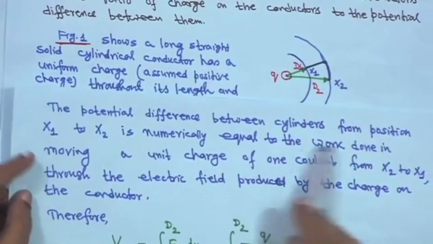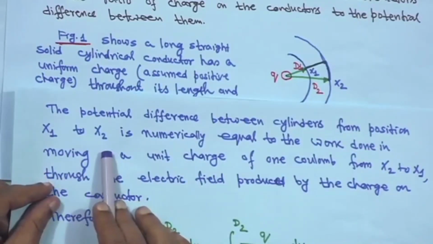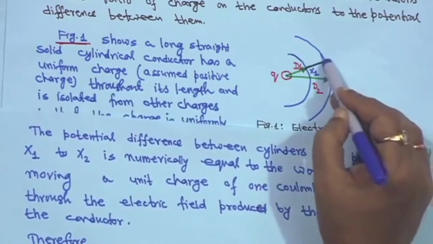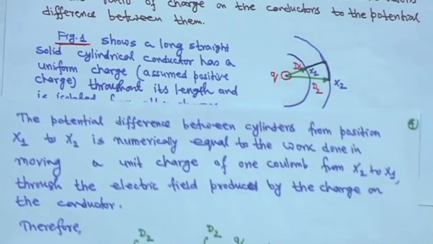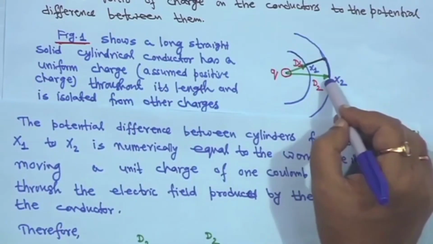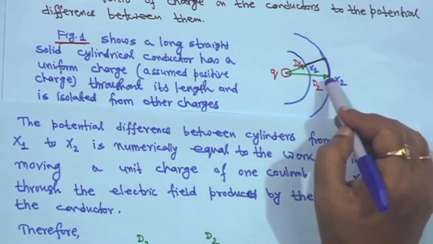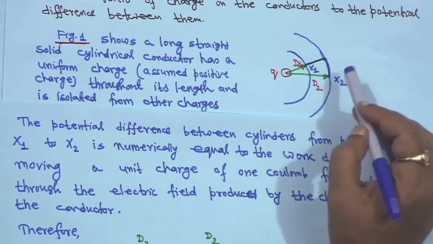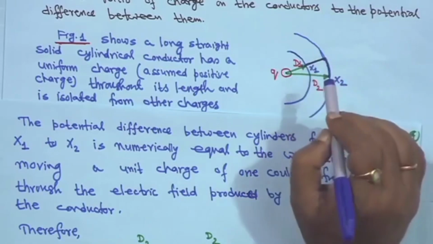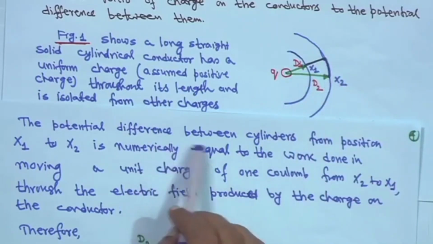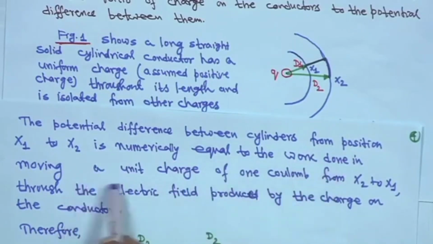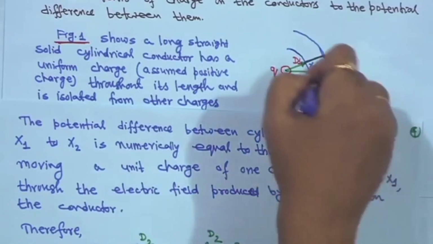The potential difference between cylinders from position x1 to x2 is numerically equal to the work done in moving a unit charge of 1 coulomb from x2 to x1 through the electric field produced by the charge on the conductor. That means you have a unit charge of 1 coulomb and you are bringing it from x2 to x1, which is equivalent to the work done. That is why the potential difference between cylinders from position x1 to x2 is numerically equal to the work done in moving a unit charge of 1 coulomb from x2 to x1.